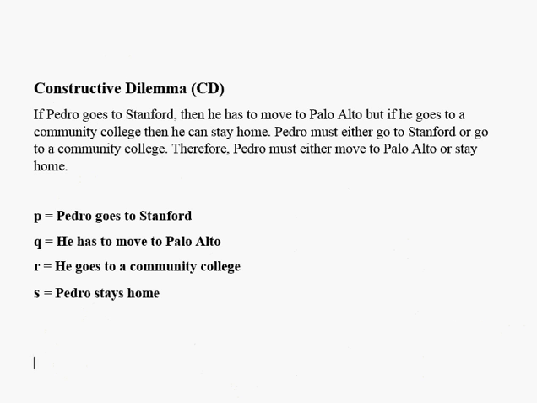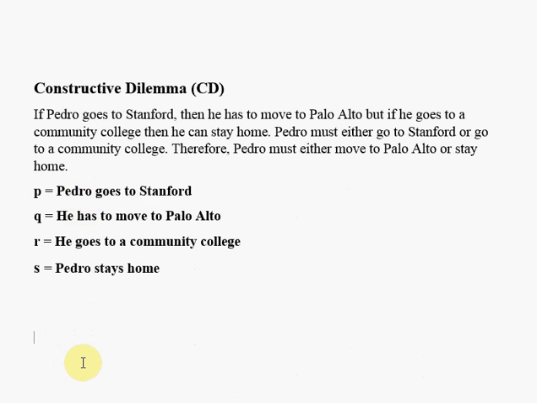So P can represent Pedro goes to Stanford. Q can represent that he has to move to Palo Alto. R, that he goes to community college. And S, that he stays home. So if we let those letters symbolize those propositions, then the symbolized argument will look like this. If P, then Q, and if R, then S, that's the first premise. The second premise is P or R, and then the conclusion is Q or S.